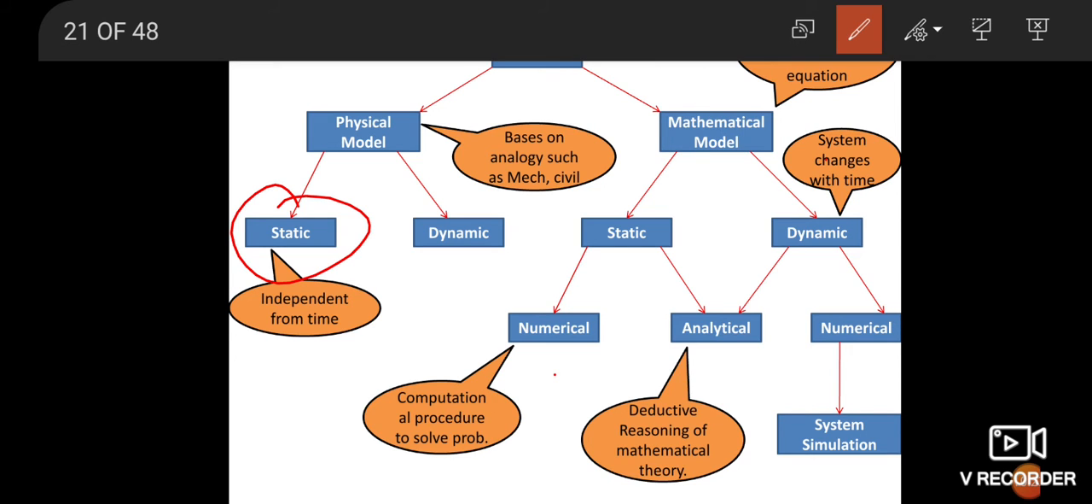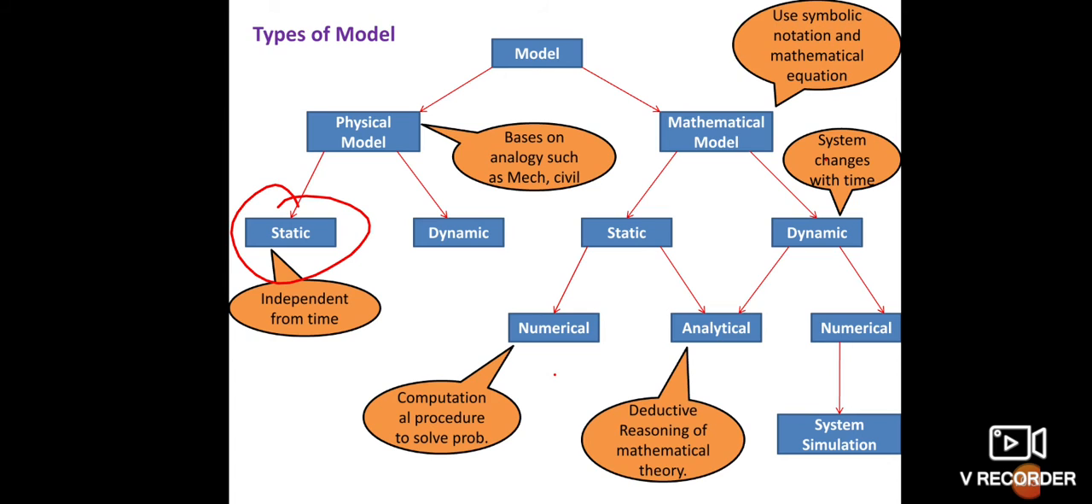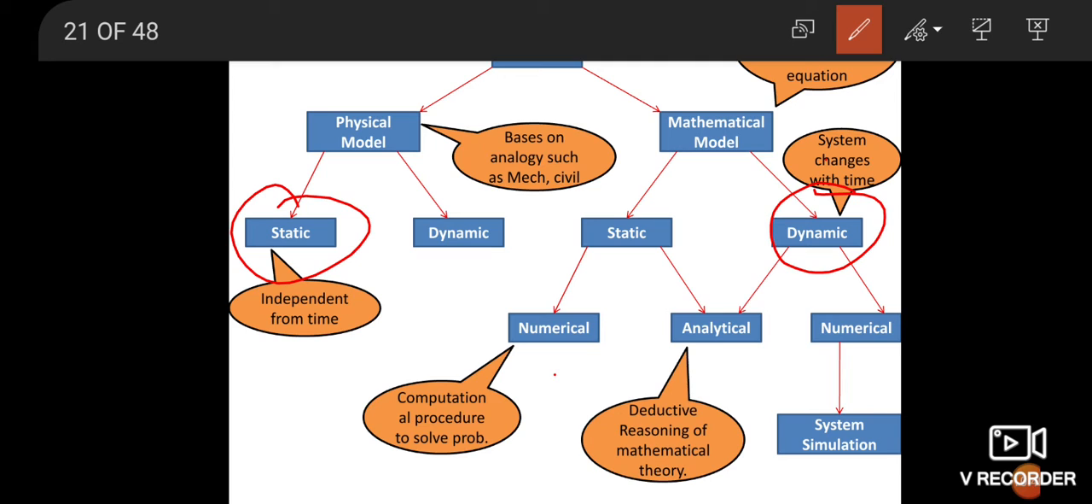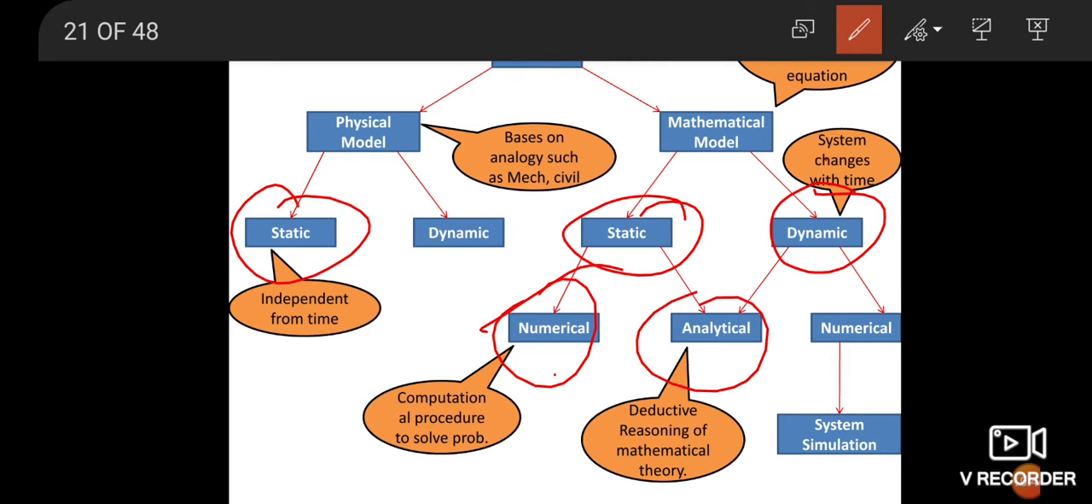Then mathematical model, it uses notation, symbolic equations and so many things. We already know mathematical model. In that again you can have dynamic, that is system changes with time. So again it can be dynamic and it can be static. Static can be numerical, static can be analytical, dynamic can be analytical, and dynamic can be numerical. So in detail we can see that mathematical model can be static and can be dynamic.